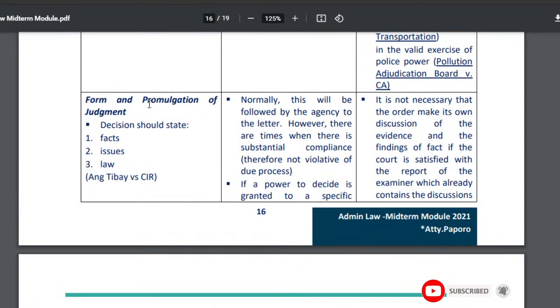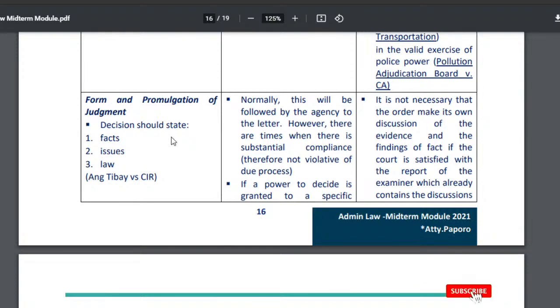So in the promulgation of judgment, the decision should state the facts, issues, and law. As a general rule, the decision should state the facts, issues, and law. This is actually the normal standard. However, there are times when there is substantial compliance, so there's no violation of the due process clause. It is not necessary to have all these facts, issues, and law in the particular decision if there was already a finding attached to the decision by the examiner.